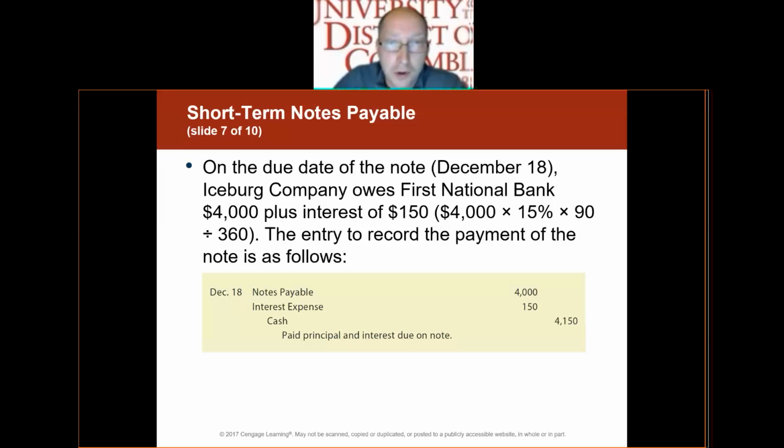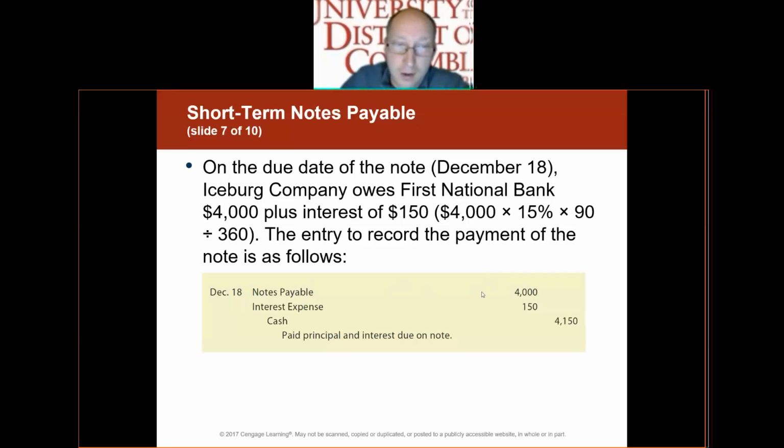So on the due date of the note, our company owes the bank the $4,000 that we borrowed plus interest. The interest is $150. How did we get $150? So just like before, we took 90 days divided by 360 banking days in a year times $4,000 times the 15% to get to 150.